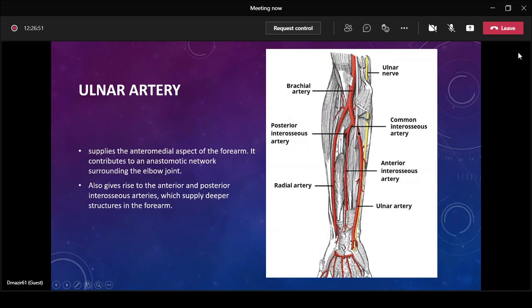It runs down, giving various muscular branches, and then at the level of the wrist joint, just near the head of the ulna, it gives a superficial and a deep branch. The deep one forms the deep palmar arch, and the superficial one forms the superficial palmar arch with the superficial branch of the radial artery. And its deep branch joins the direct continuation of the radial to form the deep palmar arch.